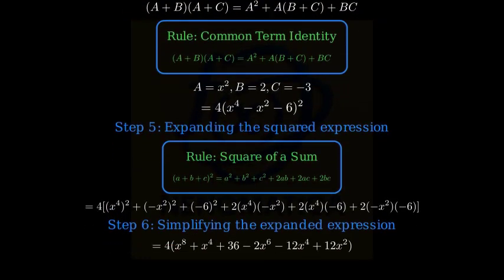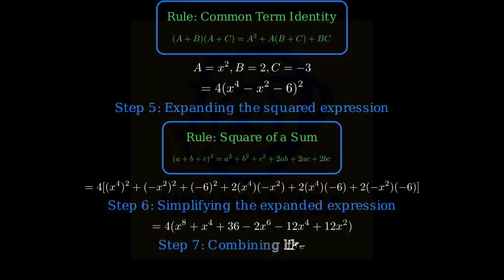x to the fourth squared is x to the 8th power. Negative x squared, squared is positive x to the 4th power. Negative 6 squared is positive 36. 2 times x to the 4th times negative x squared is negative 2x to the 6th power. 2 times x to the 4th times negative 6 is negative 12x to the 4th. 2 times negative x squared times negative 6 is positive 12x squared.